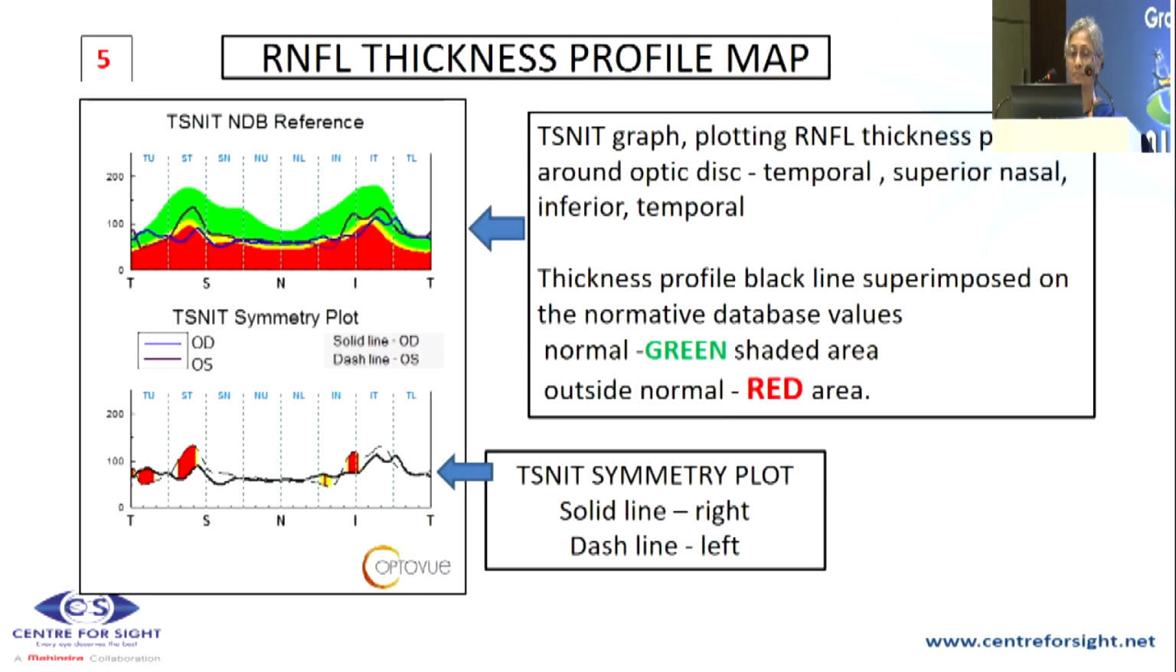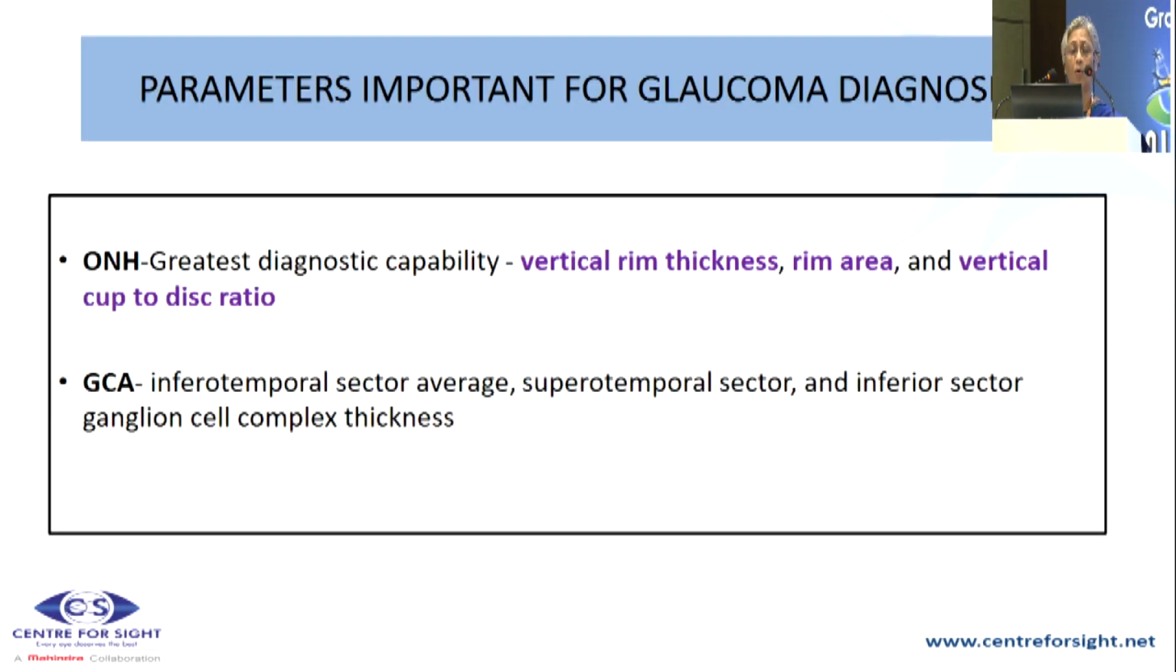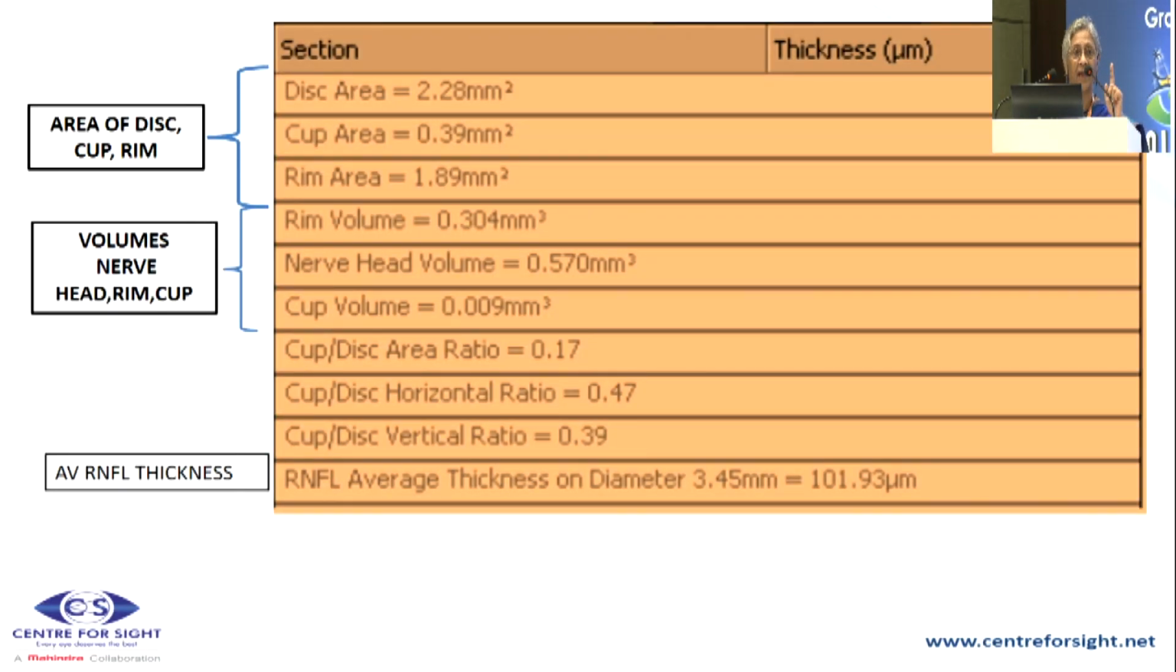And the parameters which are extremely important for glaucoma diagnosis: vertical rim thickness. Please look at these figures, very important. Rim area, vertical cup disc ratio, and in the GCA, the inferotemporal sector average, superotemporal sector average, and the inferior sector ganglion cell complex. Extremely important figures that you must not miss. Therefore, I go back to it. So area of the disc is extremely important, cup and rim.